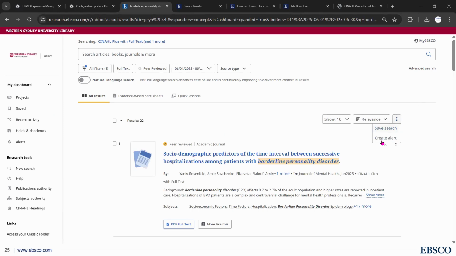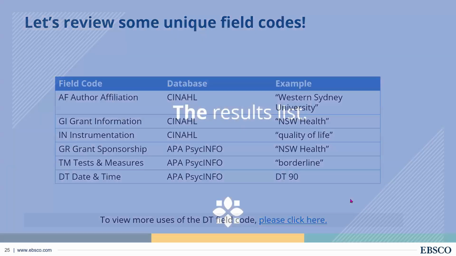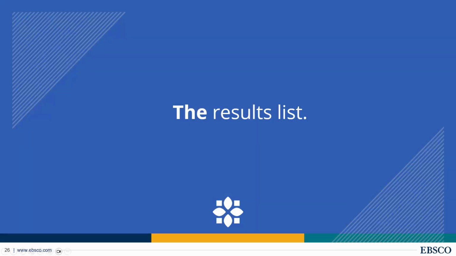And you can also, if you like, set up an alert on your search strategy too. Okay, so that's some little searching tips using field codes. If there's any questions on any of that, please let me know.